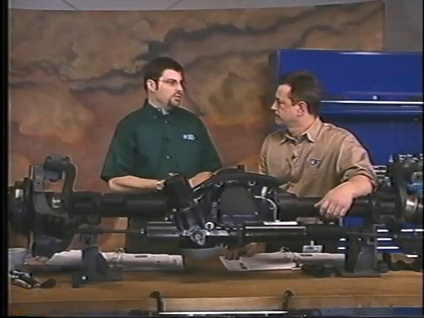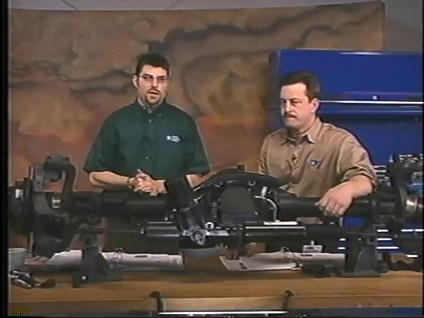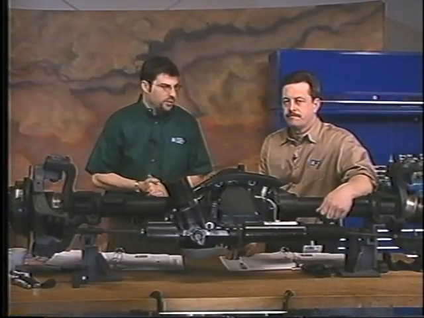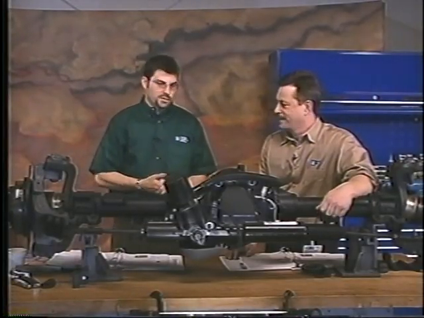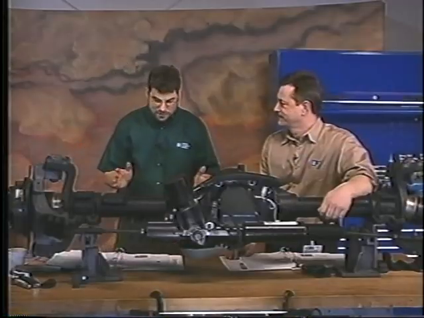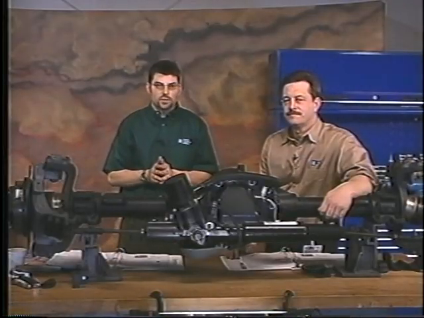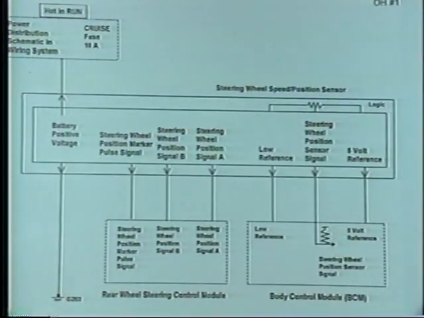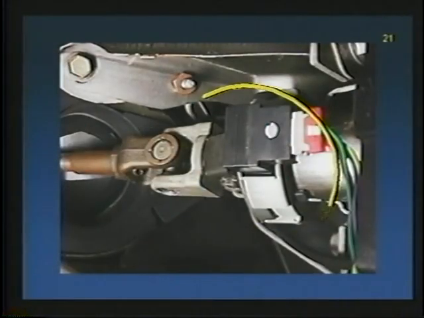All right, Mike, let's get into more detailed description of each of the components, okay? Let's first start with our steering wheel position sensor. Hey, let's do this. Let's take a look at where we're going to find it on the vehicle. There it is on the schematic, and there it is on the vehicle.